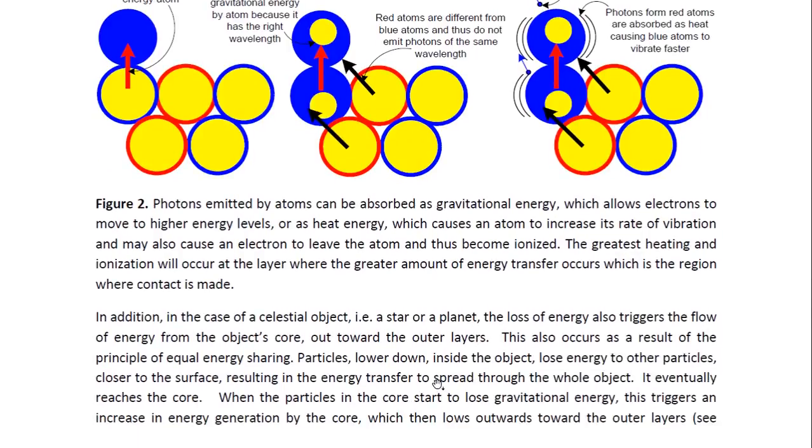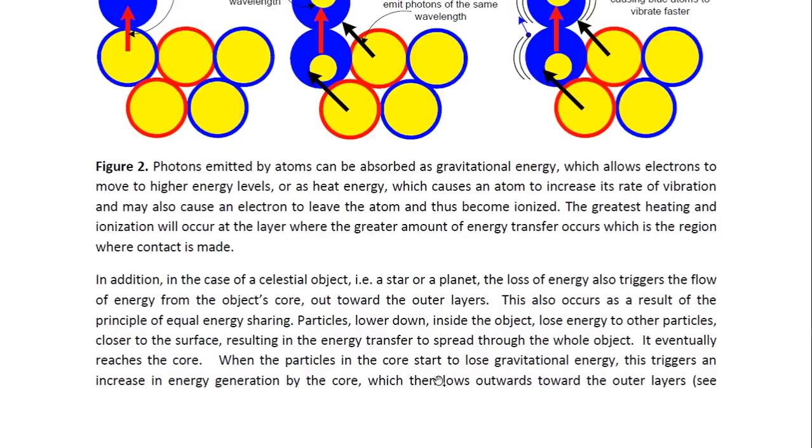But in addition, in the case of a celestial object, i.e. a star or planet, the loss of energy also triggers the flow of energy from the object's core outwards to the outer layers. And this also occurs as a result of the principle of equal energy sharing. Particles lower down inside the object lose energy to other particles closer to the surface, resulting in the energy transfer to spread through the whole object, and it eventually reaches the core.